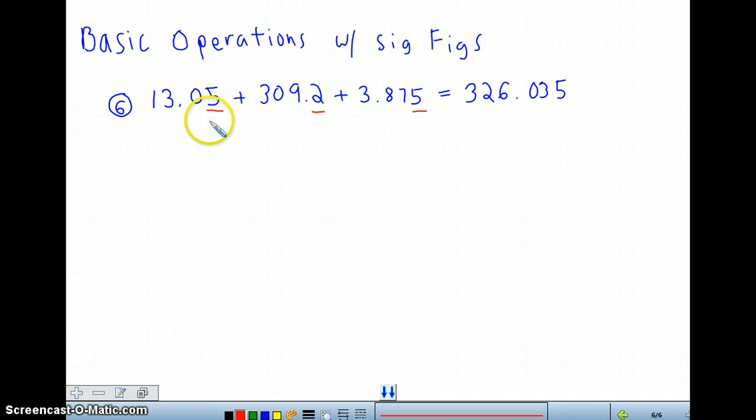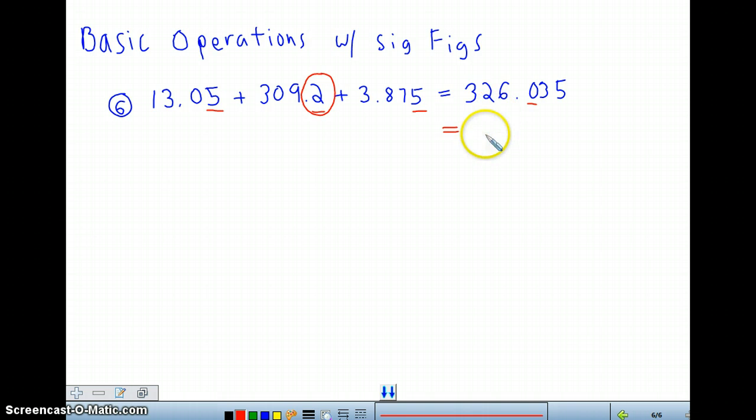So, remember our place values from elementary school. This 5 is in the hundredths place. This 2 is in the tenths place. And this 5 is in the thousandths place. Of those 3 places, the tenths place in this number is the leftmost. Therefore, our final answer can only go to the tenths place. If it goes beyond, we must round to that place for the correct answer.